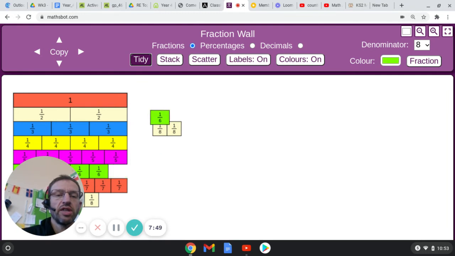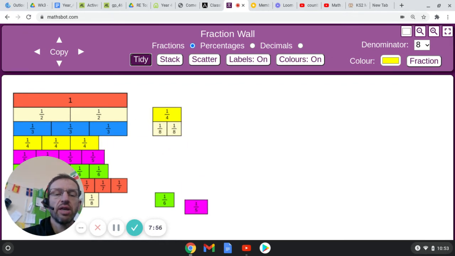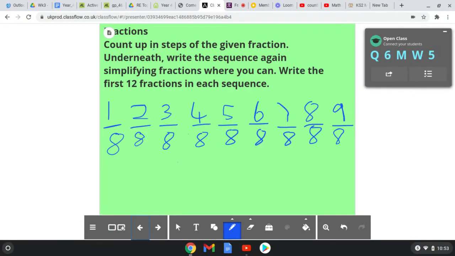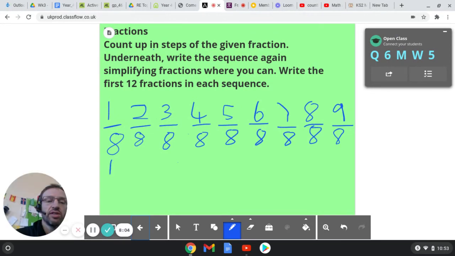Can I simplify it into 6? No, 6 aren't big enough. Fifths, nope, quarters. There we go. So 2/8 is a quarter. So instead of writing out 2/8, I could actually write a quarter, and that is writing it in its simplest form. So 1/8 stays as 1/8. The 2/8 becomes a quarter.